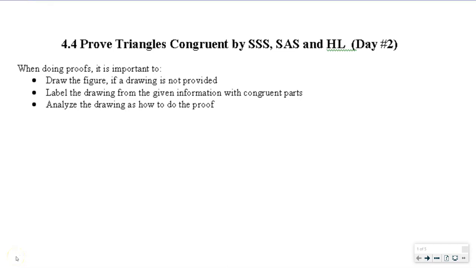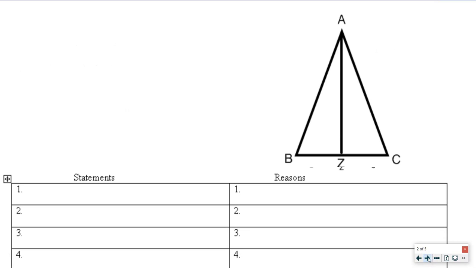All right, section 4.4, day 2. We're going to be doing proofs today. So when doing proofs, it is important to draw the figure if the drawing is not provided, label the drawing from the given information with congruent parts, and analyze the drawing as how to do the proof. So let's dive in.